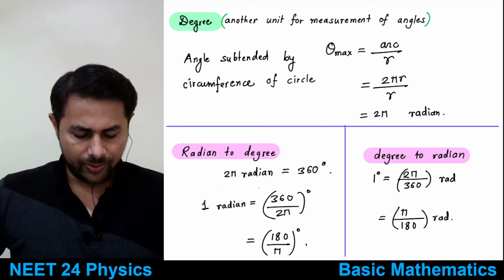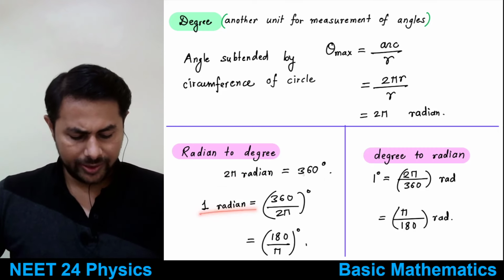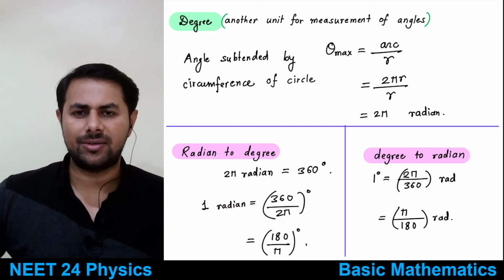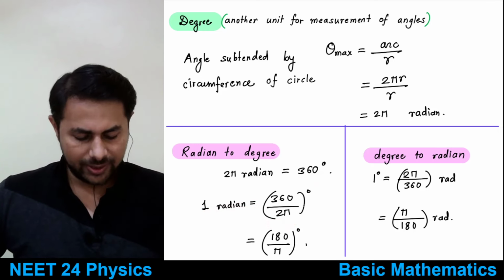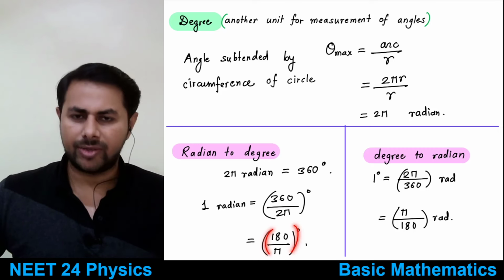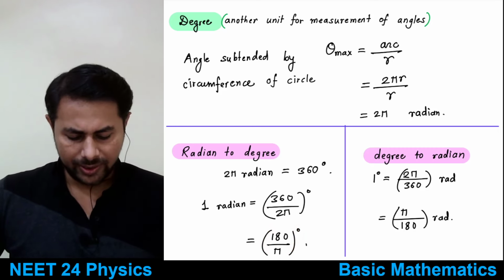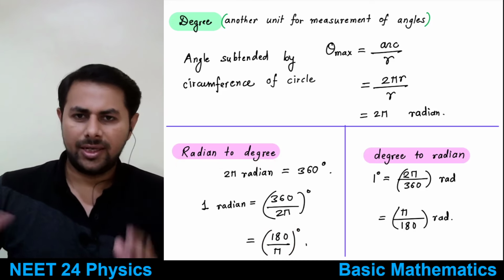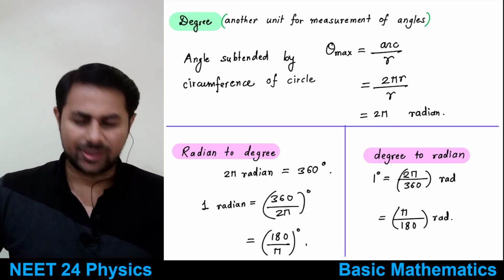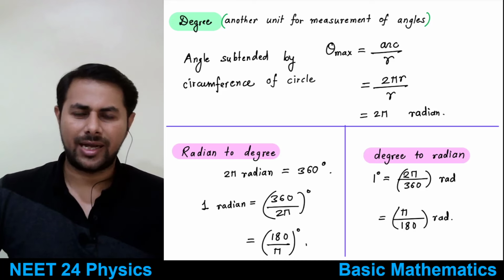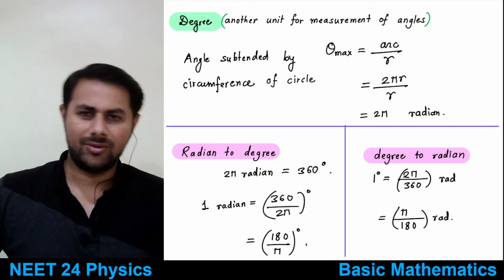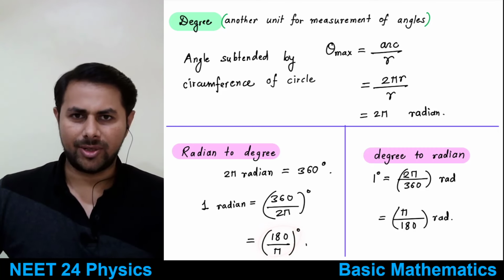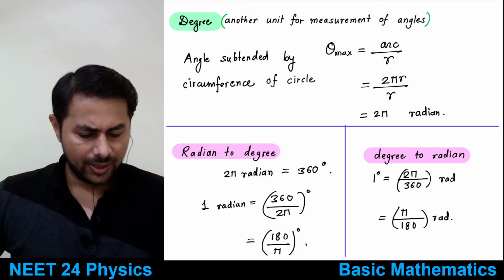So therefore 1 radian would be equal to 360 divided by 2 pi. If you divide by 2, it will come out to be equal to 180 by pi. So this is the radian to degree conversion. Now at any given time, suppose you are asked the conversion, suppose the angle is pi by 2 in radians, what will that be equal to in degrees? So you should apply this formula.